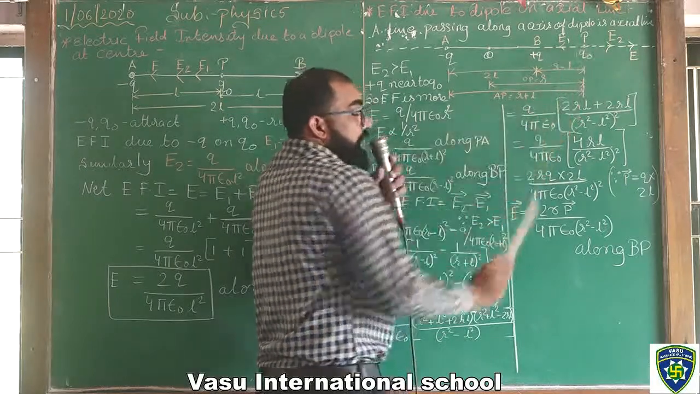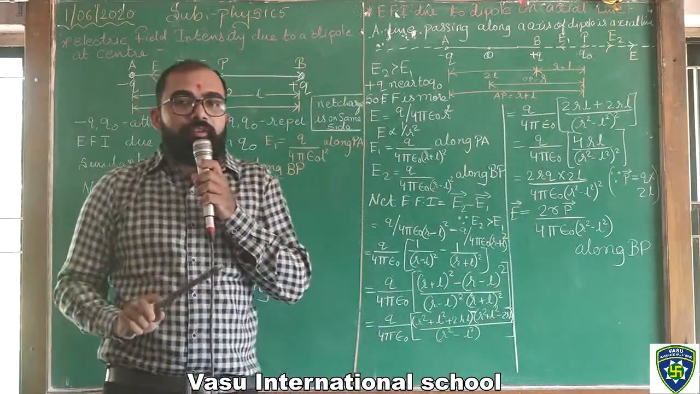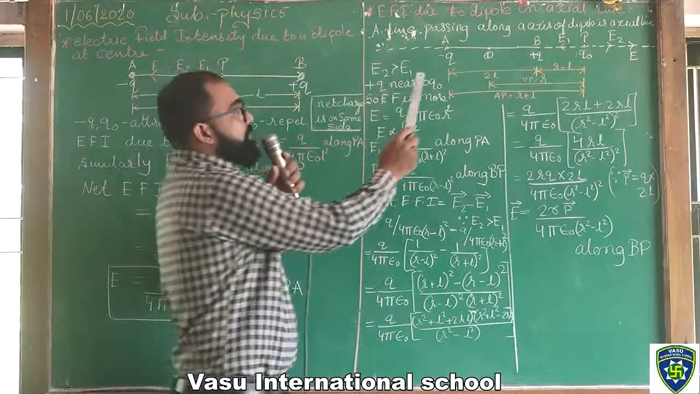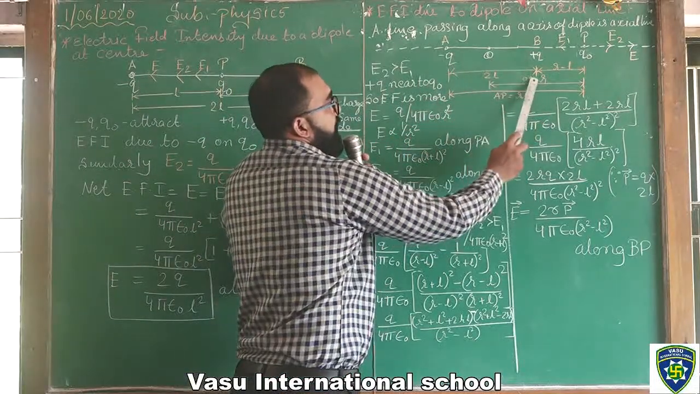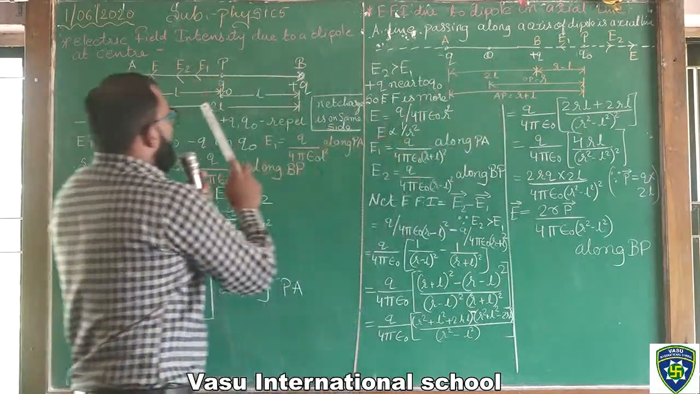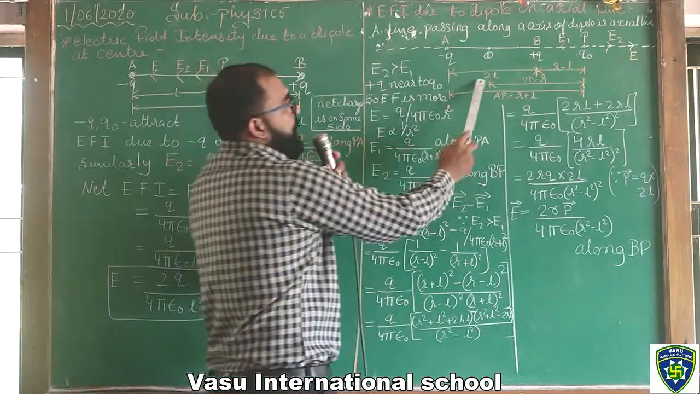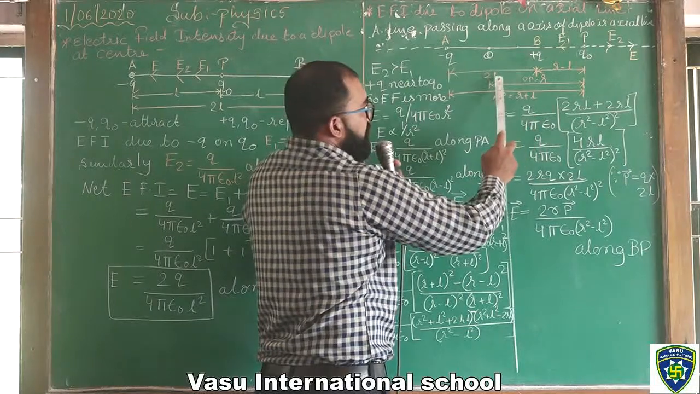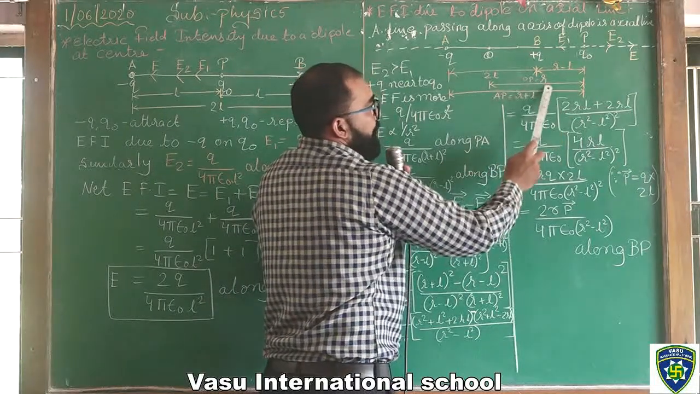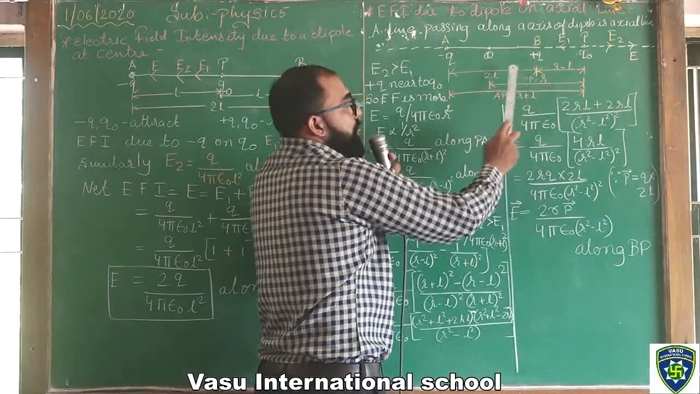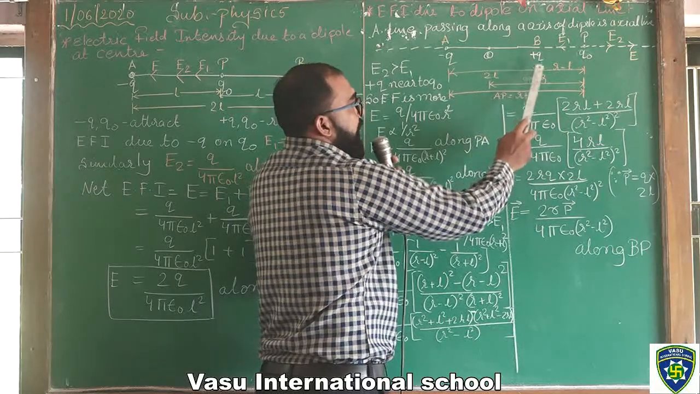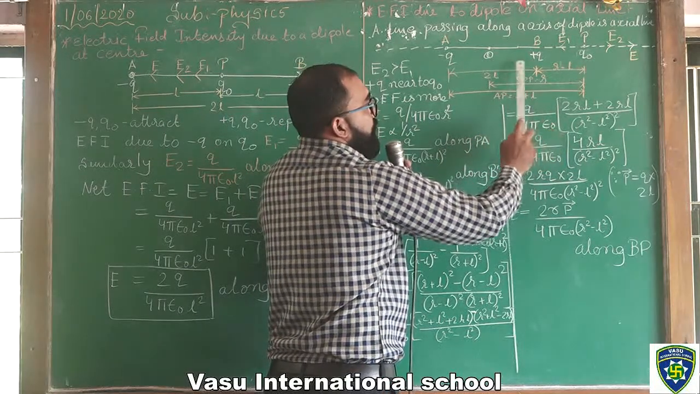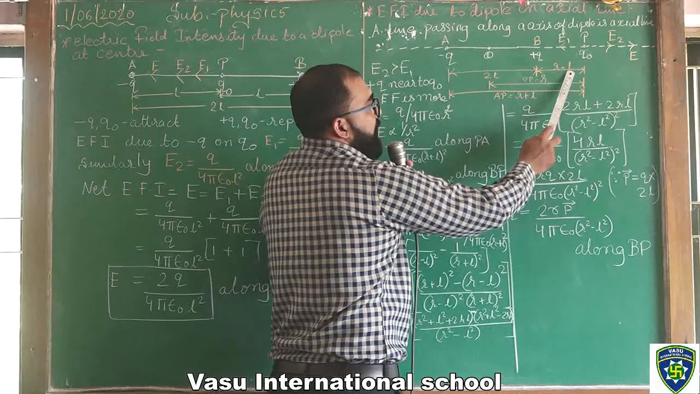So the electric field intensity always depends on the distance of the charges. Here it is shown in the same figure, here 2L, here also 2L. So this distance is L, this distance is L. If I am taking O to Q0, that is OP is equal to R. So this distance is L and this distance is R. So that distance is R minus L.